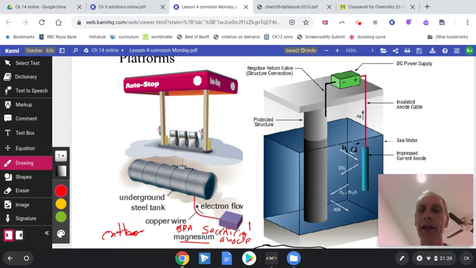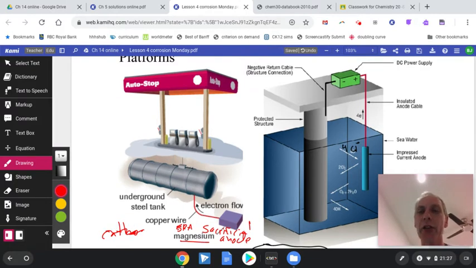The last example is offshore oil platforms. Any structure that's being built out in the ocean where you have salt water and an extreme rate of corrosion, you can use a power supply to force your electrons. So you've got an anode, but instead of the anode just casually, spontaneously supplying the electrons, you've got a power supply that pulls them in and pushes them out and forces them onto the structure that you want to protect.